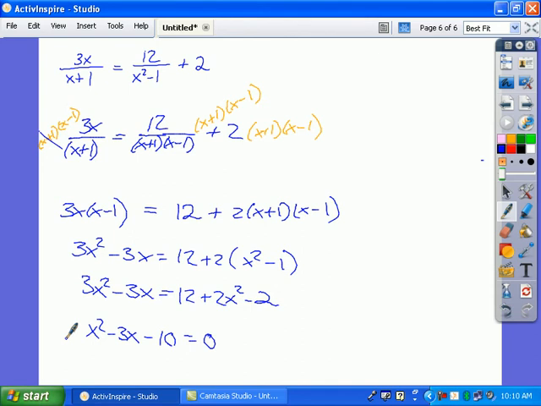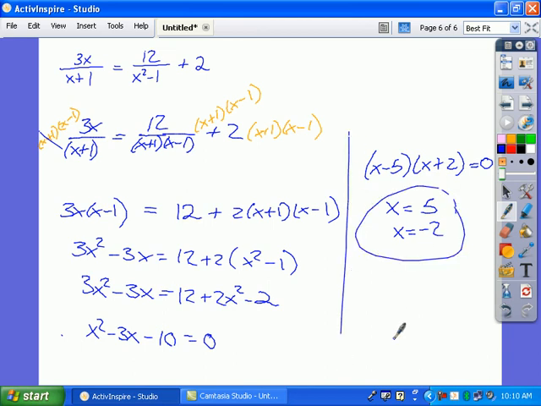Okay. Now, in this case, this problem does factor, which is nice, so it'll be x minus 5, x plus 2, and x equals 5, or x equals negative 2. And there we are. Those are the solutions. We should plug them back in, make sure that they don't make the denominator 0.